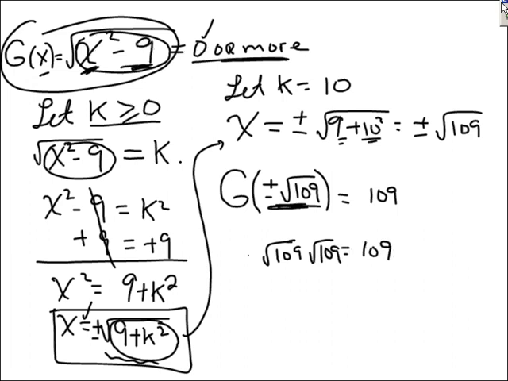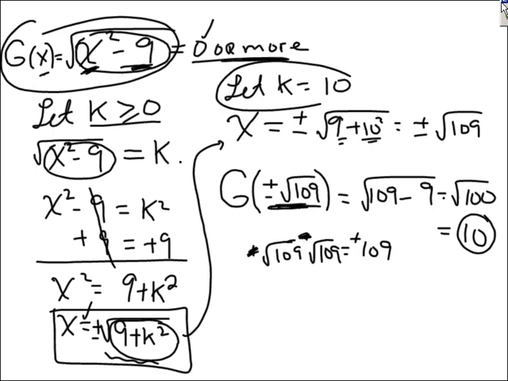If they're both positive, I get positive. If they're both negative, a negative times a negative is positive. I get the square root of 109 minus 9. Well, 109 minus 9 is 100. Oh my goodness, the square root of 100 is just what I wanted, k. I found g of more than one number that gives me k. I can find g of a number that gives you any positive value.